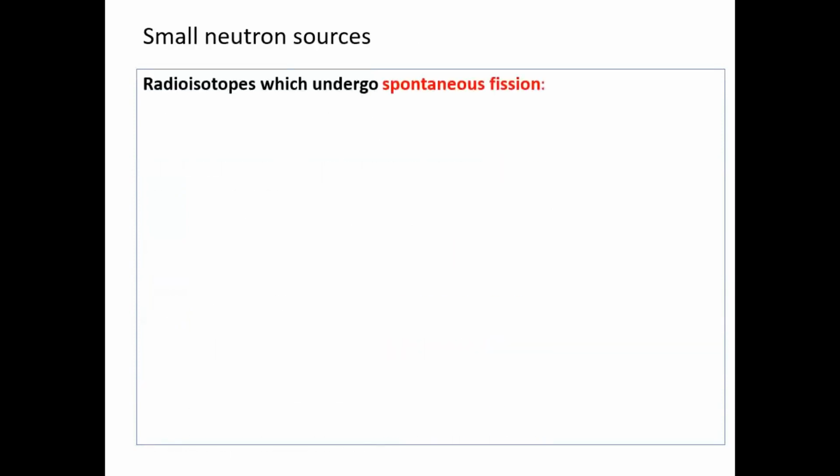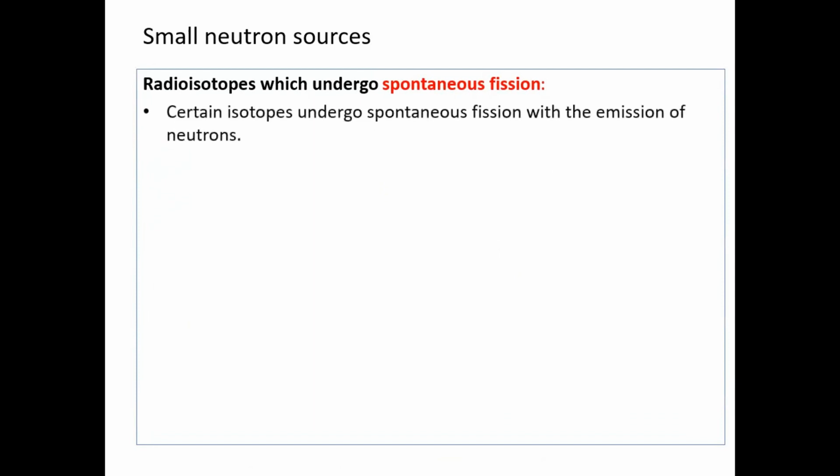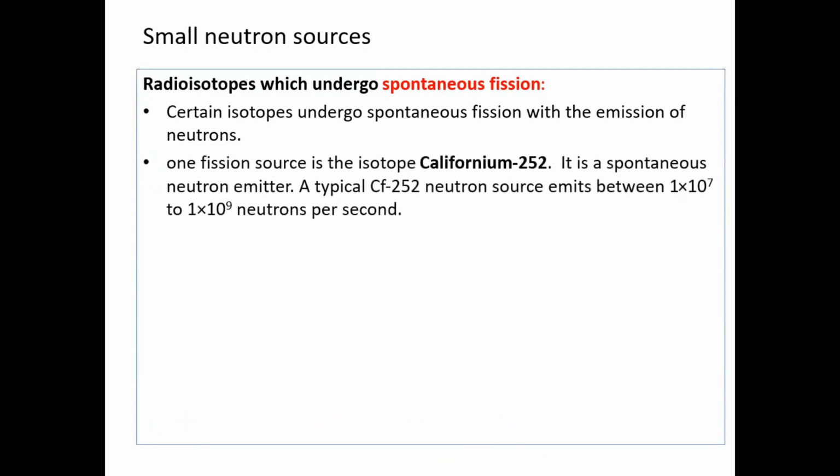Let's talk about the current situation in which neutrons can be produced with the help of small neutron sources. The first and foremost source available is through isotopes that can undergo spontaneous fission. There are certain isotopes that undergo spontaneous fission with the emission of neutrons. For example, one fission source is the isotope californium-252.